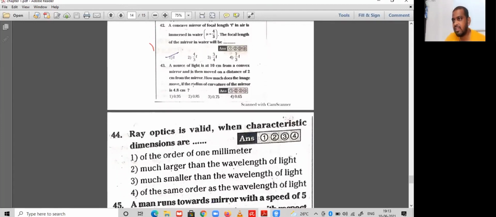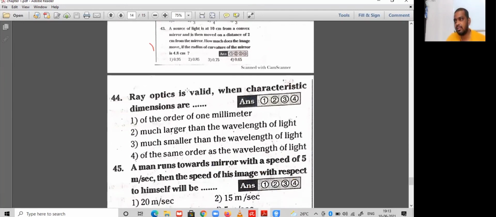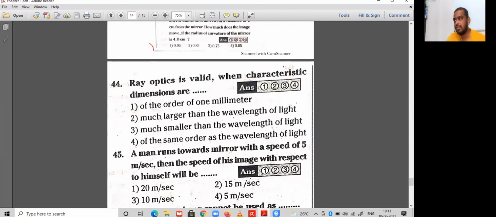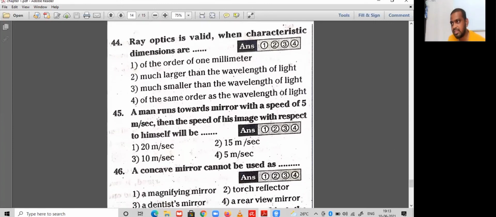Question number 44. Ray optics is valid when the characteristic dimensions are much larger than the wavelength of the light. This is option 2. It is a standard one. And coming to 45, a man runs towards a mirror with a speed of 5 meters per second. Then the speed of the image with respect to himself will be, if he is moving 5 meters per second, then the speed will be doubled. The image speed will be double with respect to the person. It will be 10 meters per second.